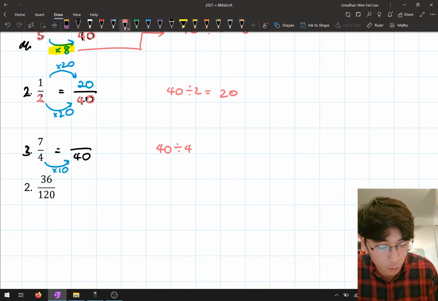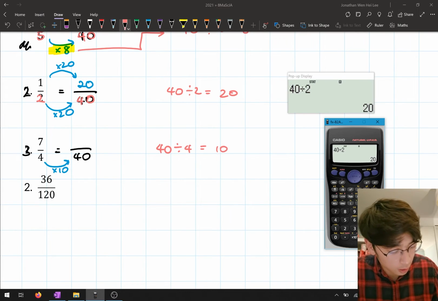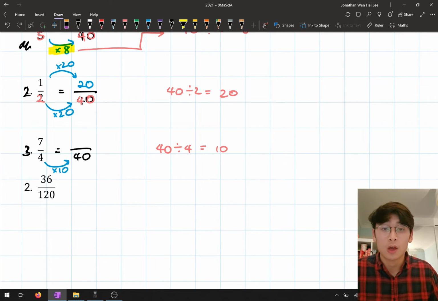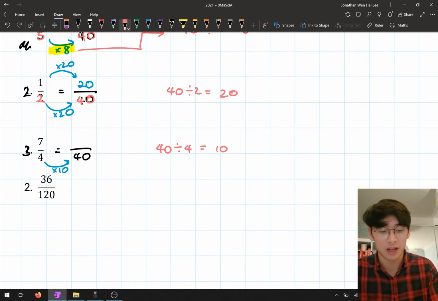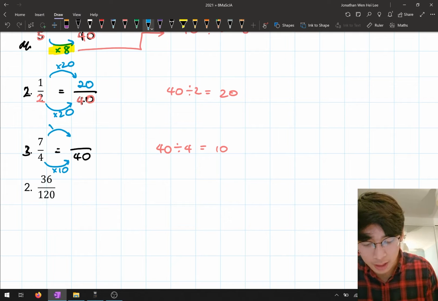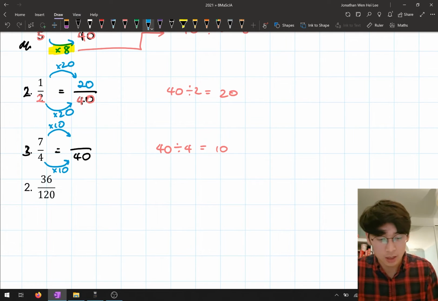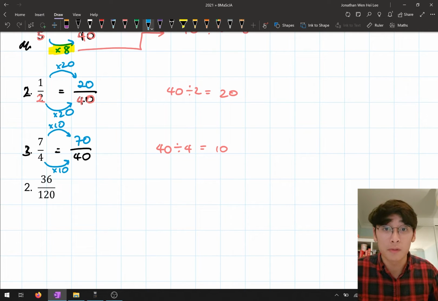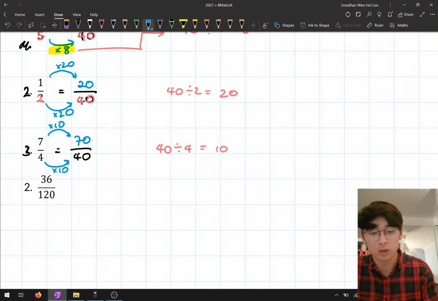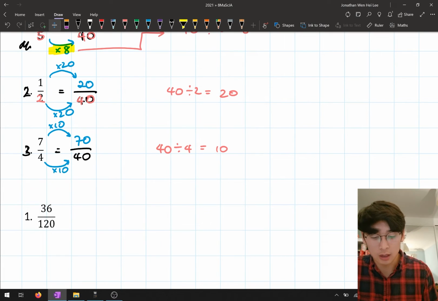40 divided by 4 gives me 10. And I can check that on my calculator. Give me 10. Excellent. So if I do that to my denominator, I can't just do it to my denominator. I want to keep the value the same, so I need to do the same thing to my numerator as well. So I'm going to go to my numerator and times it by 10. 7 times 10, that will give me 70. So if I want to write 7 over 4 as an equivalent fraction over 40, that just becomes 70 over 40.